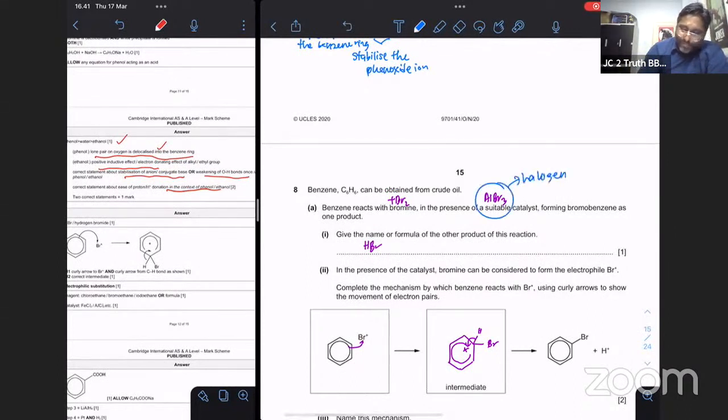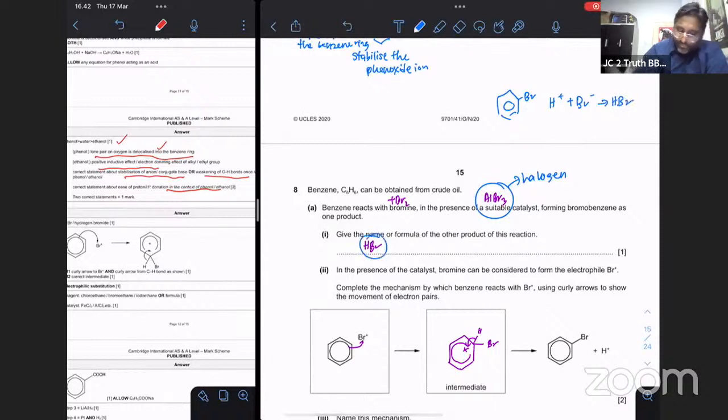So forming bromobenzene as one product. Give the name or formula of the other product that is going to be formed. So of course, if you have benzene and the H is going to be substituted. So of course you have Br, so the H from here and another Br over there, they are going to join together. Then they are going to give you HBr.